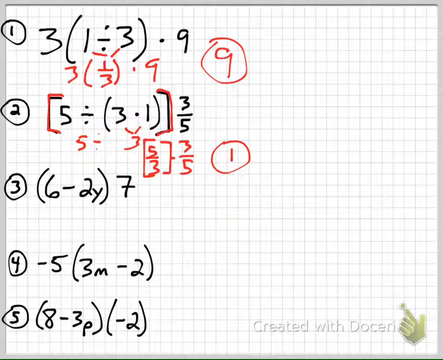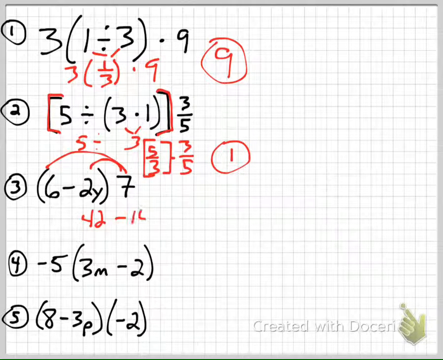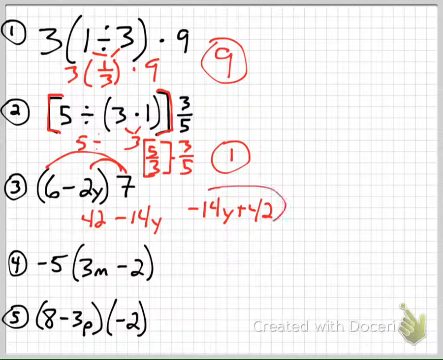Number 3. Simplifying this. What do I look at? And you see the distributive property. Rainbow, rainbow. Right? I see 42 minus 14y. You can have negative 14y plus 42. It doesn't matter. That works too. Either one.